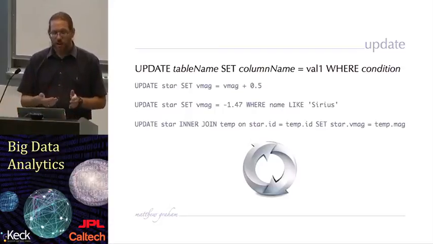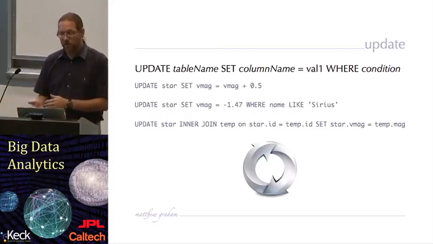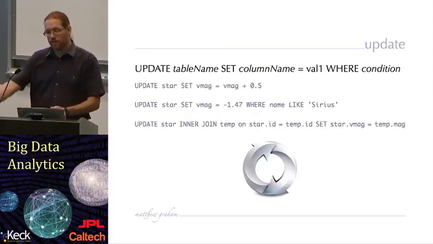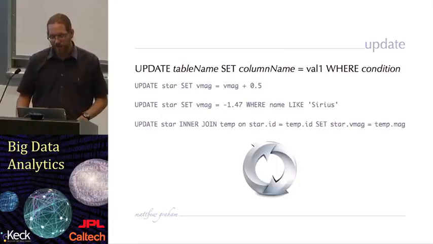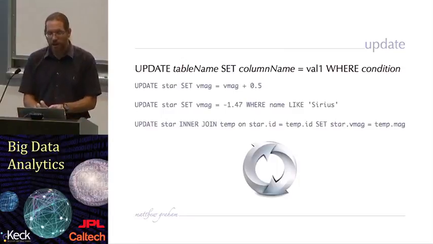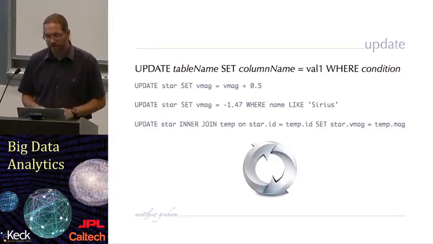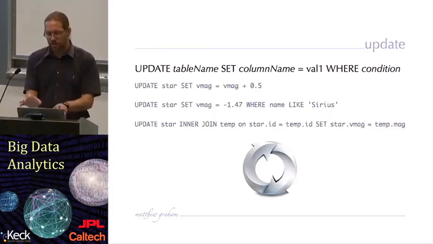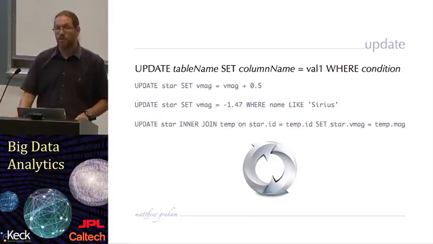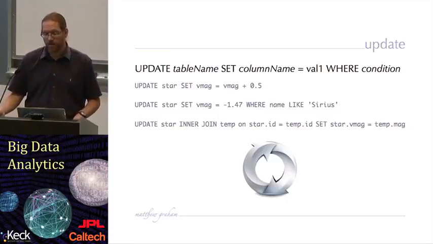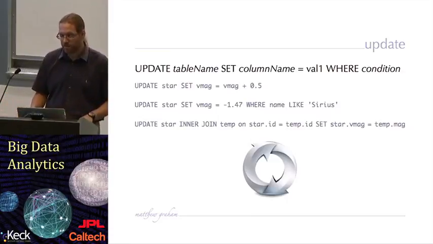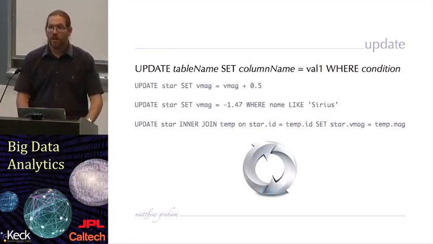Or I can do an update as the result of a join with another table to maybe update a column with information from that other table. In this third example, update star, where I'm doing inner join. And when you're doing the update statement, you need to use the inner join syntax. And you specify the two table columns that are being used, and then say set the V magnitude in the star table equal to the magnitude value in the temp table. And that is the end of this module.